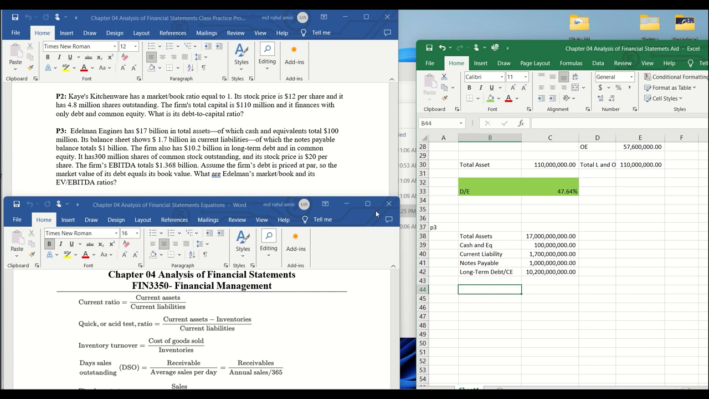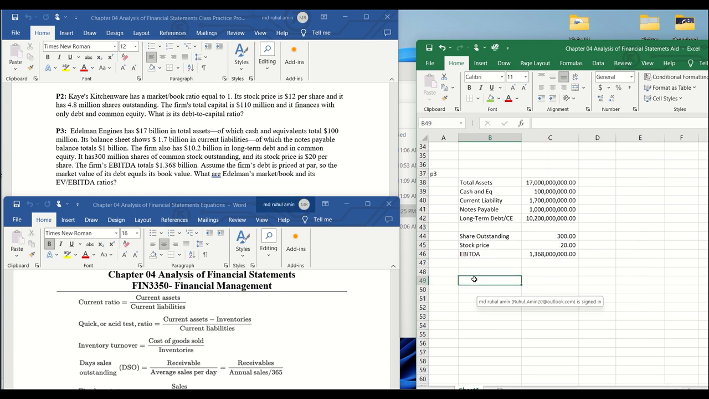It has 300 million shares of common stock outstanding. Shares outstanding is 300 million. Then stock price is $20. EBITDA is 13.6 billion. And then assume the firm's debt is priced at par. The market value of its debt equals the book value. What are the firm's market to book ratio and its enterprise value to EBITDA ratio?